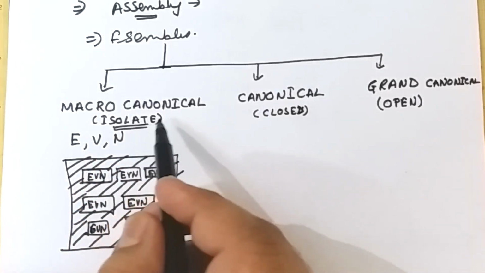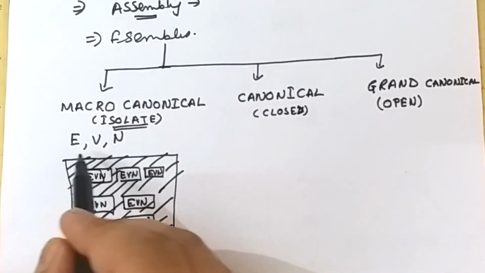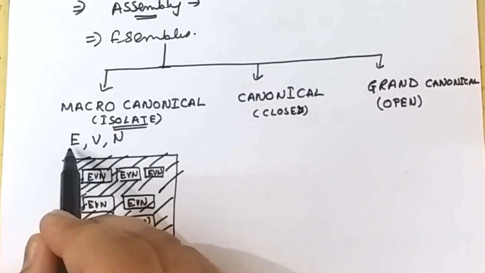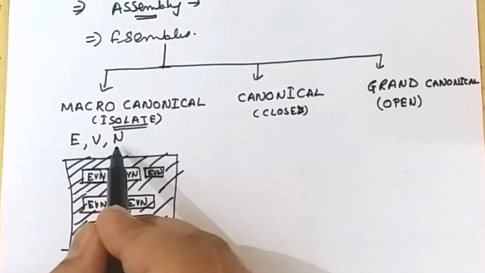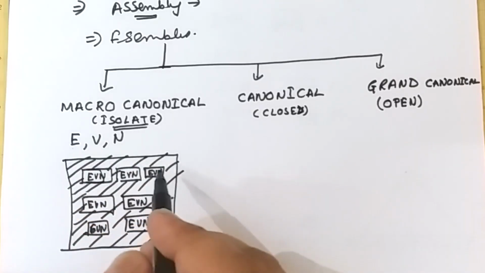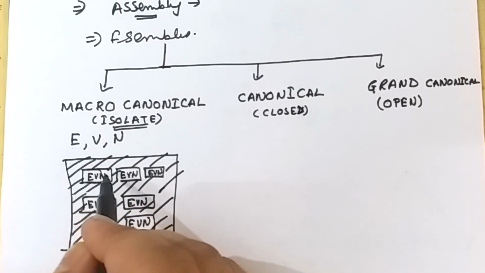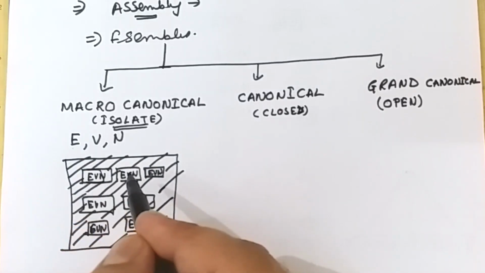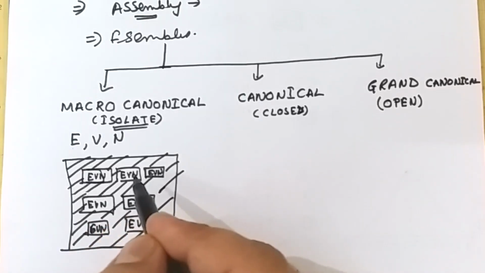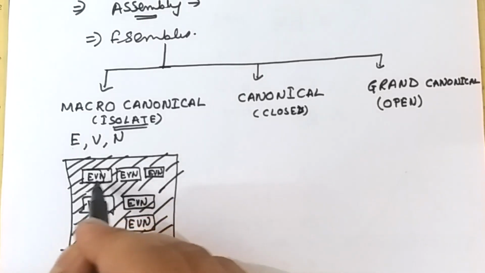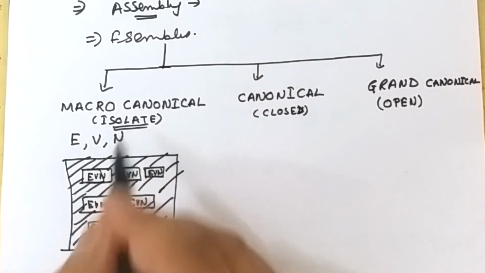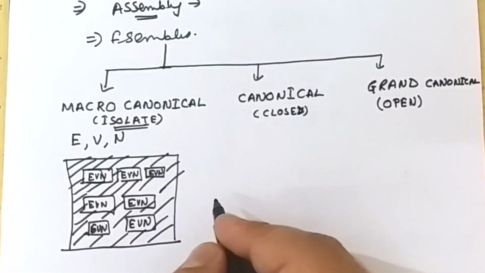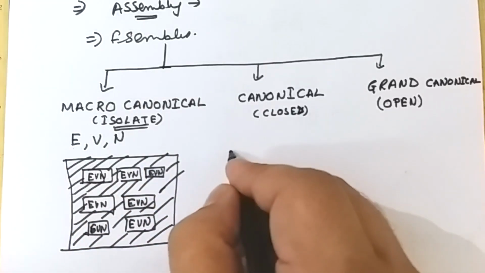So the microcanonical ensemble is nothing but a collection of assemblies having the same energy, volume and number of particles. All these assemblies are separated by rigid and insulated walls, and hence no exchange of energy as well as number of molecules, or energy as well as mass, will take place. Hence it is similar to our isolated system. Moving on to the canonical ensemble.